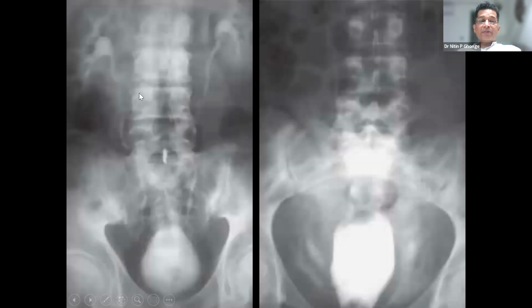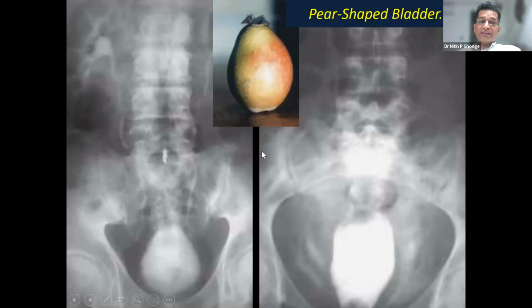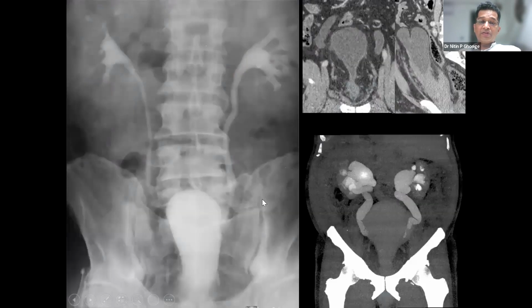This is another example of an IVP image. This is for interpretation, and we can see the abnormal bladder shape. This is a pear-shaped bladder. Here the surrounding area is dark while here the surrounding area is bright. So this is because of the pelvic fibrolipomatosis, pear-shaped bladder, while this is because of the pelvic hematoma.